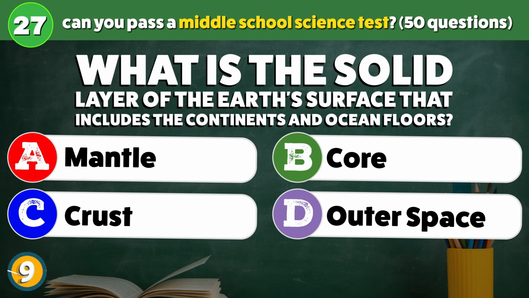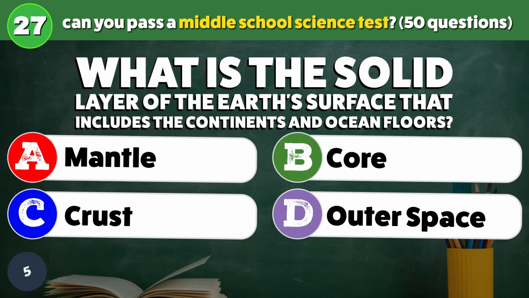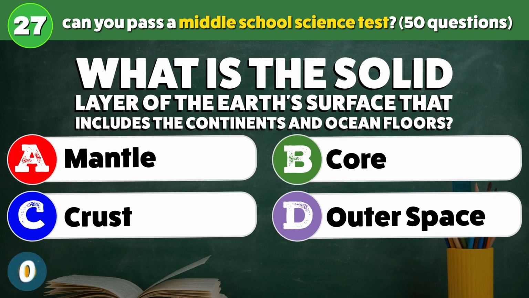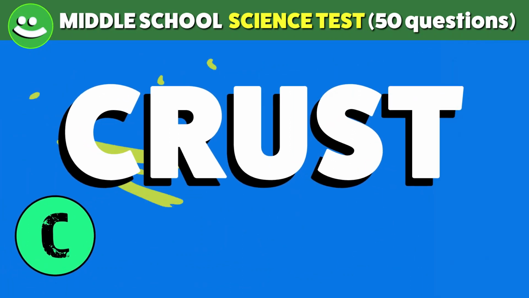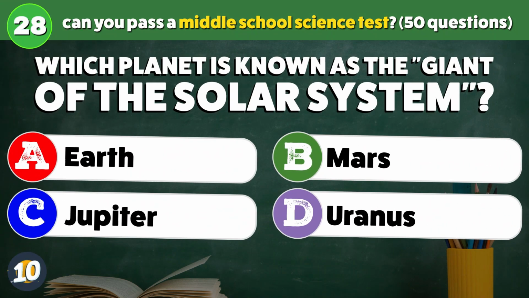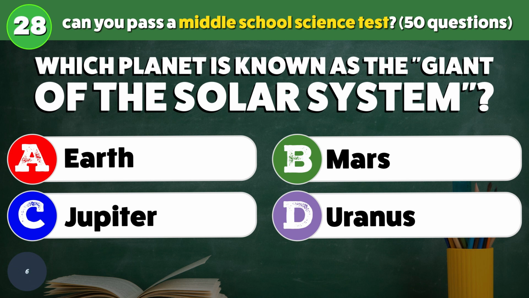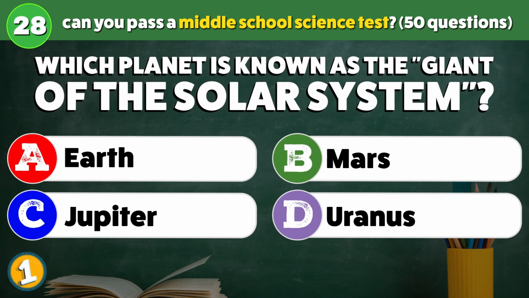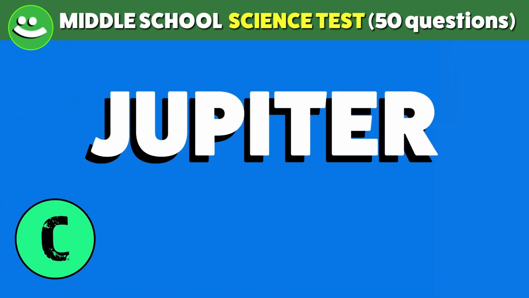What is the solid layer of the Earth's surface that includes the continents and ocean floors? Is it the mantle, core, crust, or the outer space? It's crust! Which planet is known as the giant of the solar system? Is it Earth, Mars, Jupiter, or Uranus? It's Jupiter!